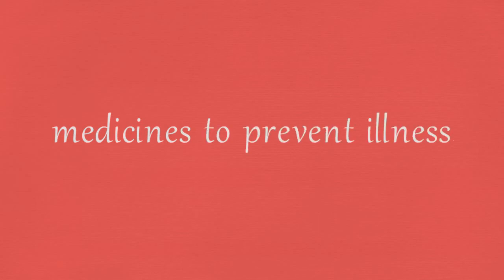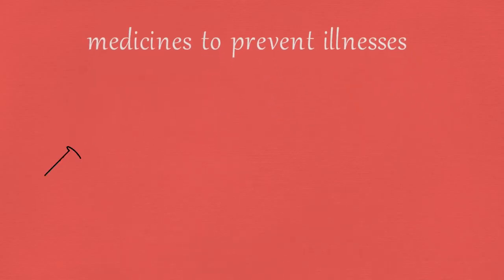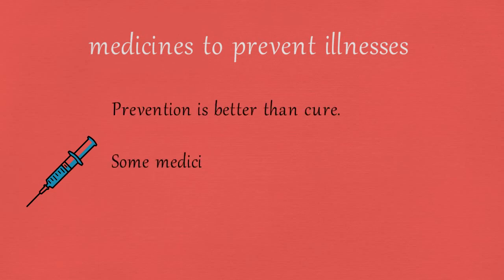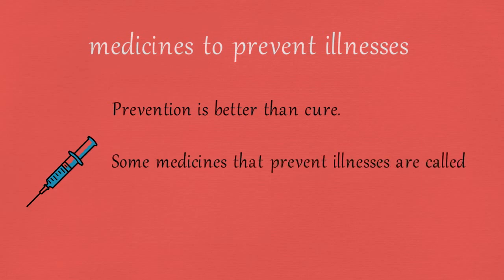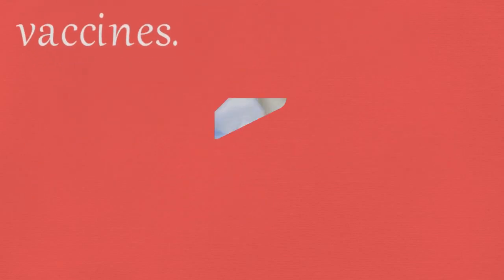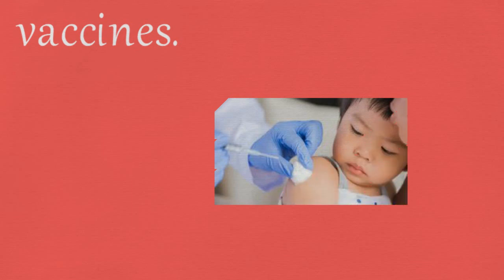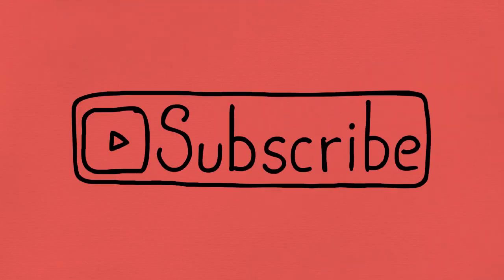The next one are examples of medicines to prevent illnesses. We might all agree that prevention is better than cure. Some medicines that prevent illnesses are called vaccines. There are many kinds of vaccines that we can find. For example, like flu vaccines, polio vaccines, and measles vaccines.